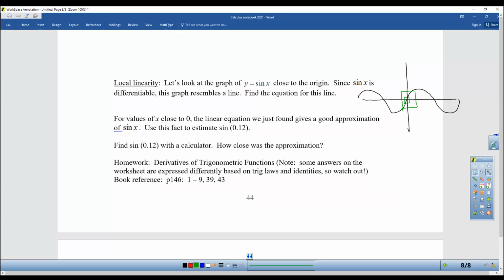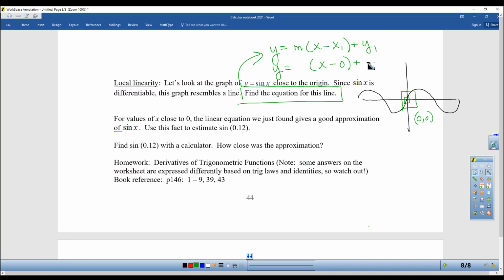So let's find the equation for the line. Ooh, I love these. Find the equation of the line, because they're always the same. y = m(x − x1) + y1. All you need to find the equation of a line are 2 things, slope and a point. Well, the point is easy. We know that sine passes through (0, 0). And we need to know the slope at 0.